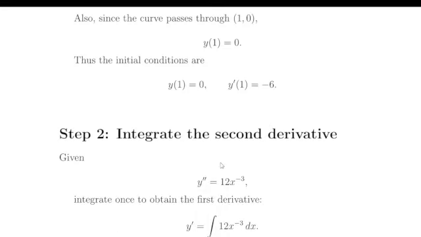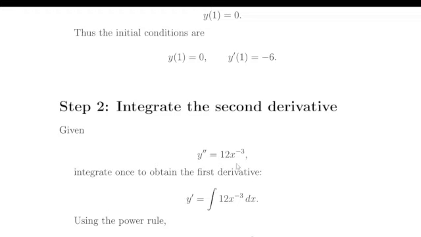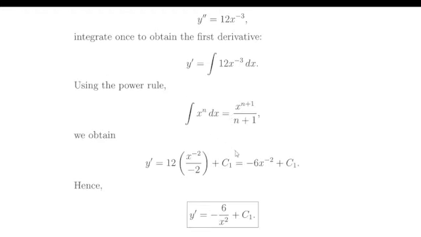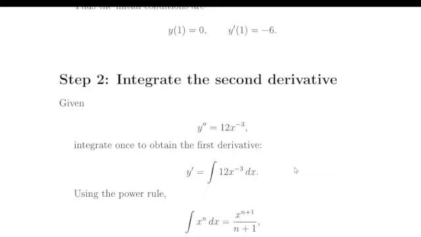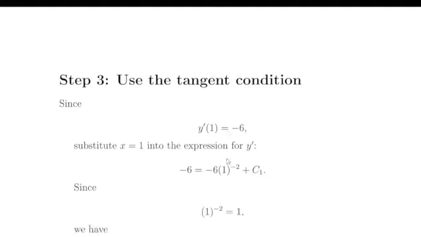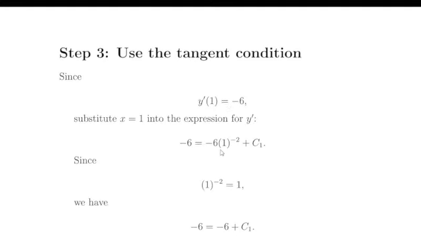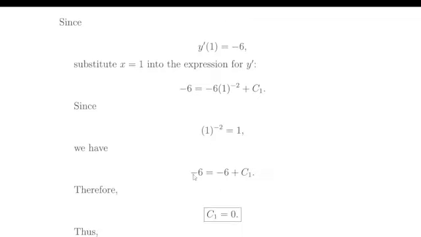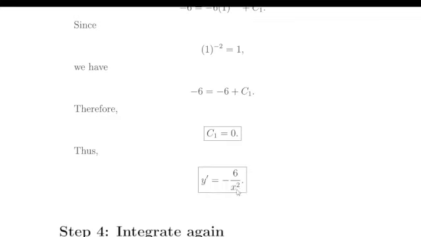Now we look at the second derivative. So we're going to go from second derivative to first derivative to the original. So we integrate 12x to the negative third using the power rule to end up with -6x to the negative second plus a constant. Now we know that y prime of 1 is -6, so we plug that in. We have -6 equals -6 times 1 to the negative second power plus a constant. And the -6 is canceled, which means the constant is 0.